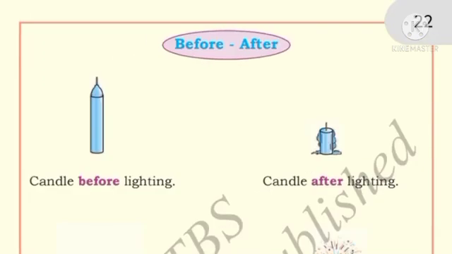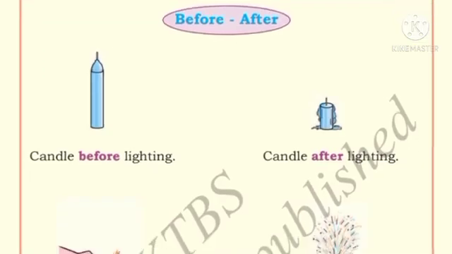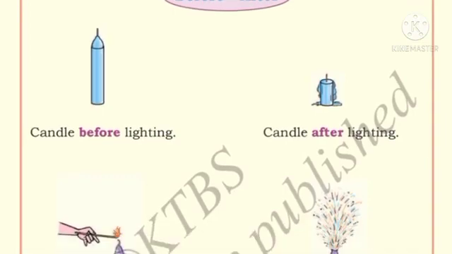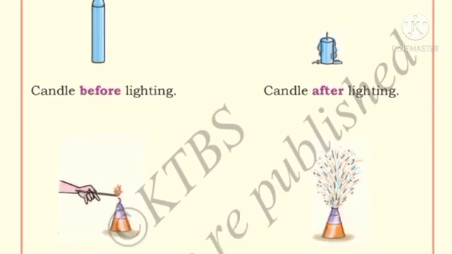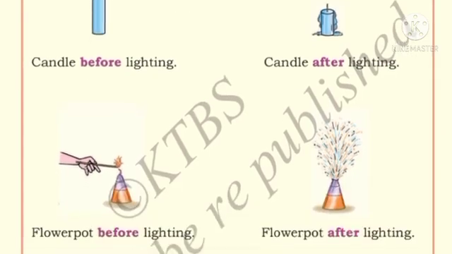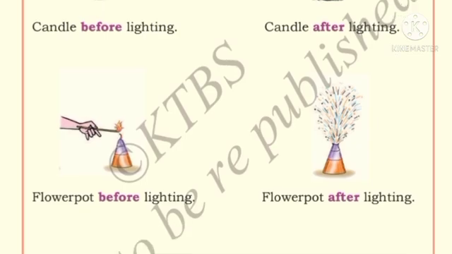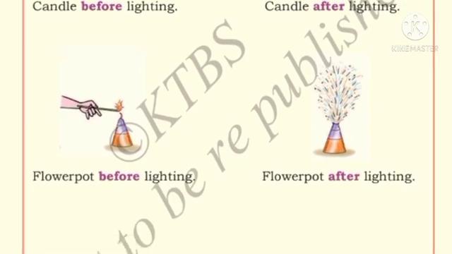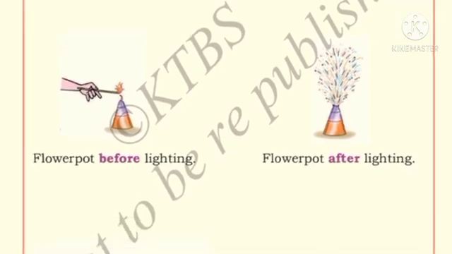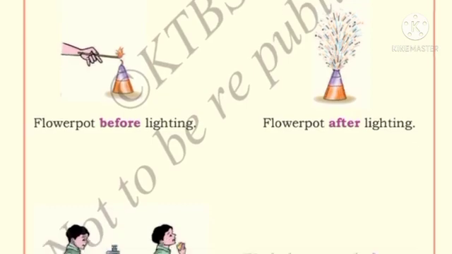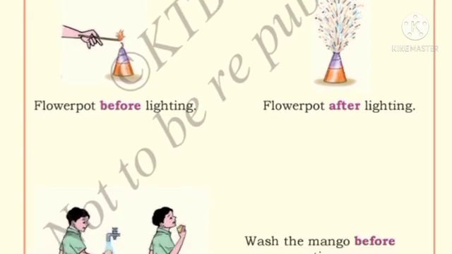Okay. Next, before and after. So see here children, one candle is there. How was the candle before lighting? It was full, and when we light it, after lighting, the candle has reduced its size and it has become small. So this candle after lighting has become small. Here see, the flower pot before lighting is like this, and after lighting it is like this.